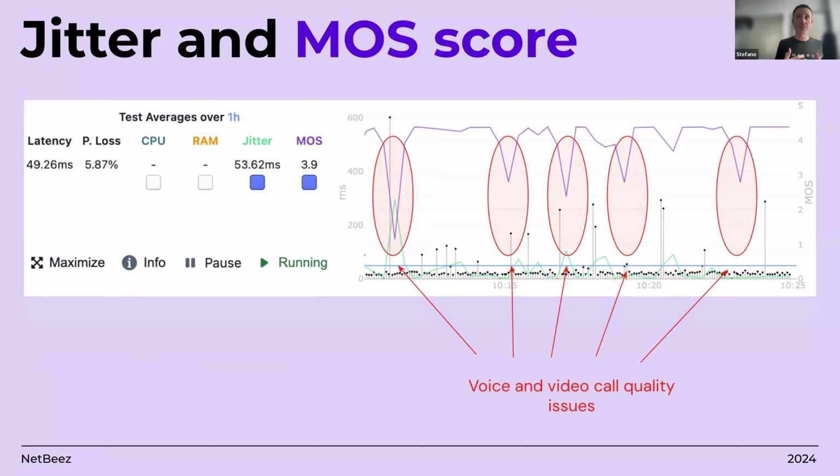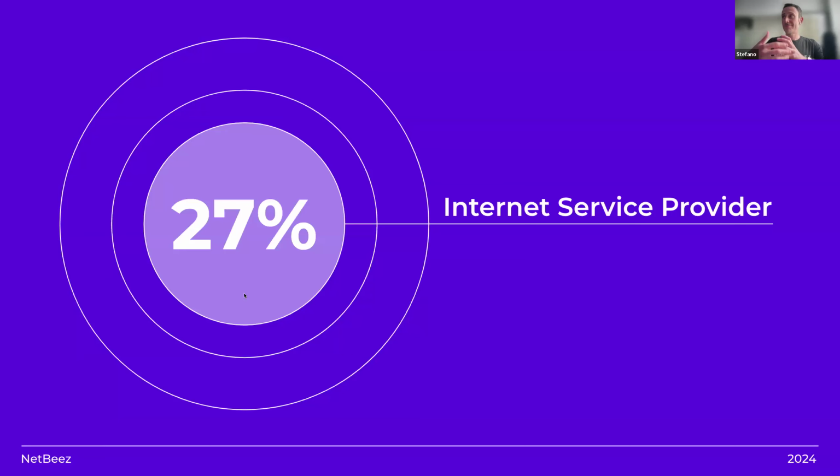So very, very important to be aware of that, because if that's what is going on for this user, I definitely want to get to the root of it and identify the root cause of these problems. So let's talk about ISP. 27%, as I said, of tickets are generally caused by some sort of ISP issues.